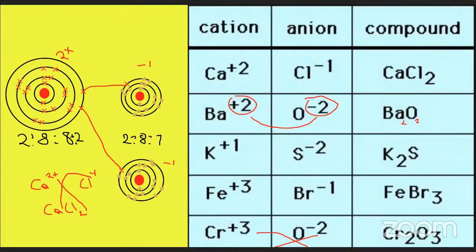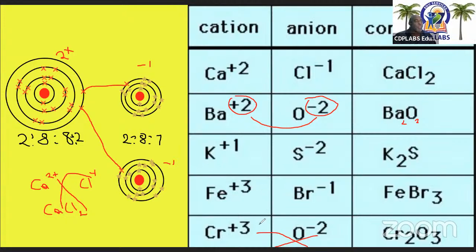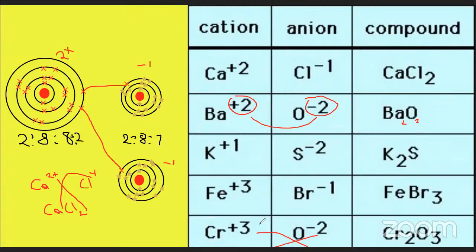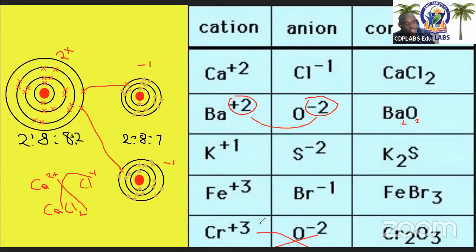Sir, the Cr plus 3 is the last one, right? Yeah, that's the last one. After this, we have chemical reactions.